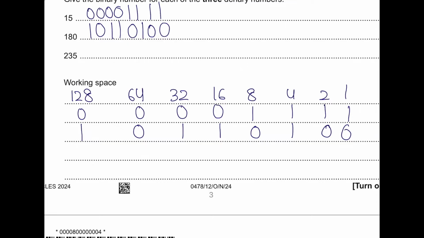Then you have 235. If I put a 1 here, I know that 235 minus 128 is going to be 107. 107 minus 64 is going to be 43. 43 minus 32 is going to be 11, and 11 minus 8 is going to be 3. 3 minus 2 is 1, and 1 minus 1 is 0. So this is what it looks like: 1, 1, 1, 0, 1, 0, 1, 1.